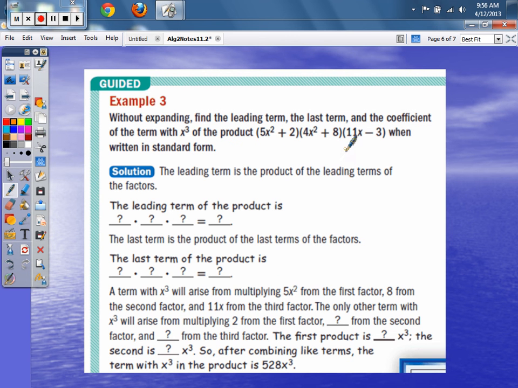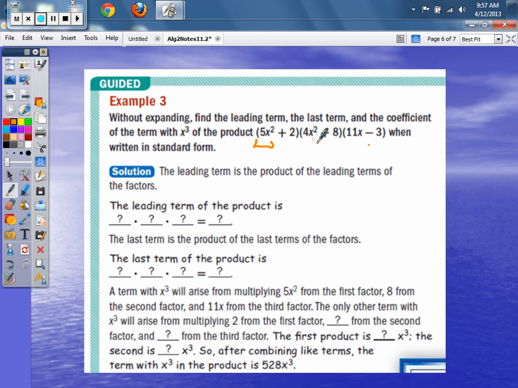I sometimes like to expand 2 of them. I can see it after I do 2. It's harder for me to do it with just 3. You have to think of every possible way I can multiply these together, picking one of each that will give me an exponent of 3. So if I take 5x squared, I have x squared, and if I multiply it by this 4x squared, I get x to the 4th.